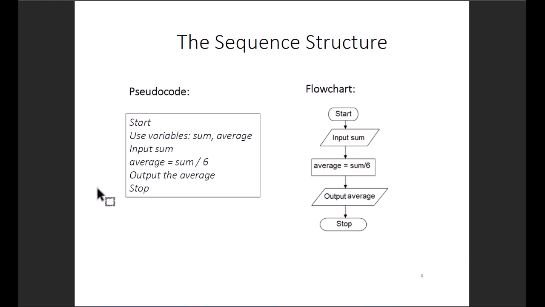Alright, so let me check the pseudocode, which is an algorithm of how to find out the average of 6 numbers. You see, start, something started, use variables. Now this will be ambiguous at this time. It might not make sense because we did not study what variables are. So you can ignore this line. Input sum. So take the sum, you can write it in another way. Take the value of sum as input from the user.